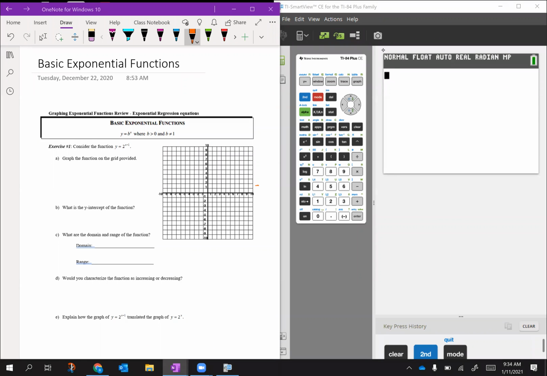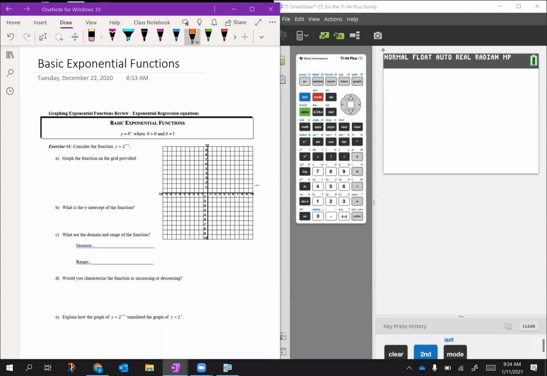Hi guys, today we're going to review exponential functions. We only did them a little bit back a few months ago. So let's review how to type them into the calculator and what they look like. First we're going to graph this function on the grid provided.